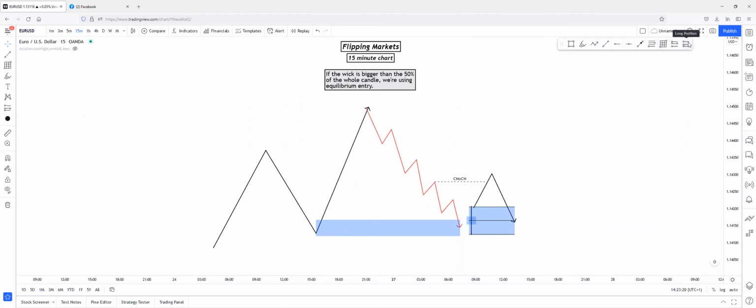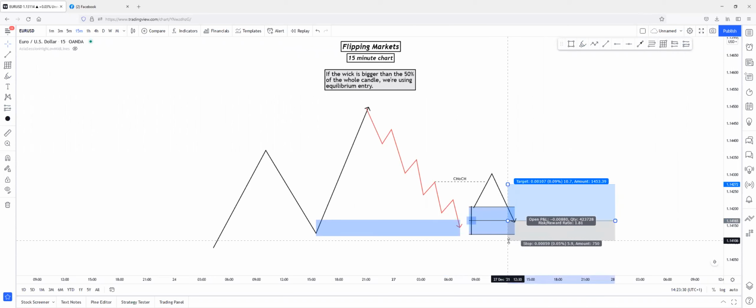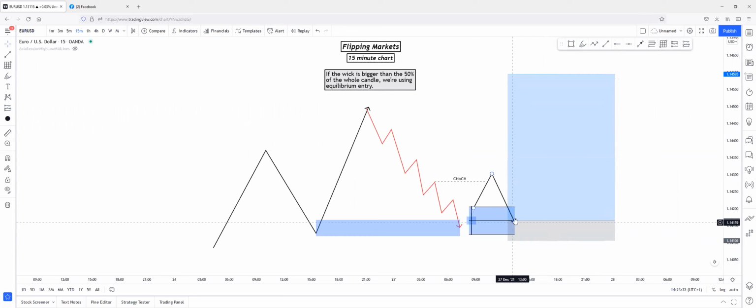And in these cases, when the wick is bigger than the 50% of the whole candle, we will use the Gambax and we will use the equilibrium entry. Okay, I just set a limit order here, and price has a great chance to tag us in the trade on the 50% of the zone.